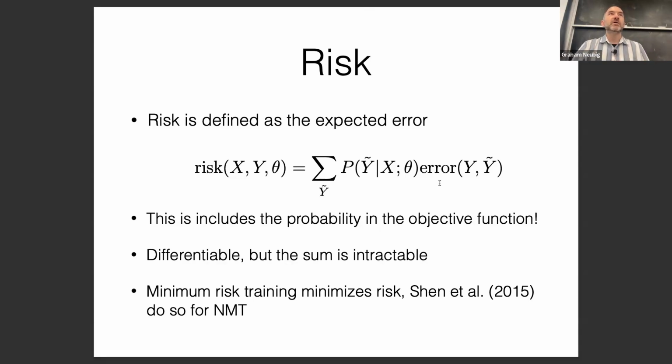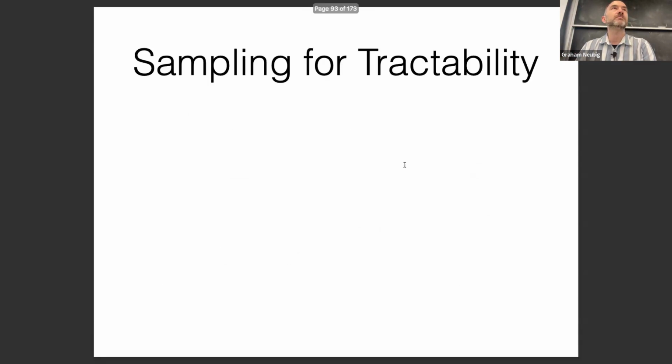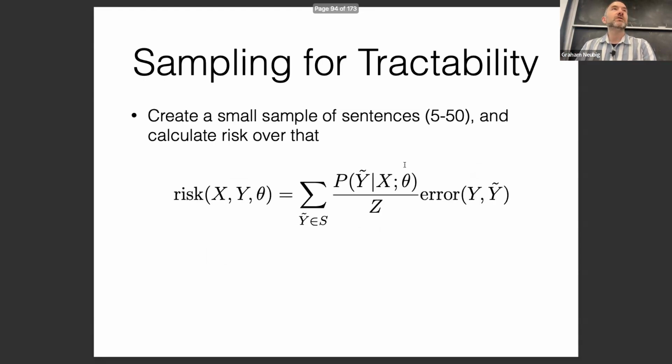This is not super common, but it's maybe a little bit more straightforward to understand than the reinforcement learning algorithm. So I'll talk about minimum risk training first. This is a method that allows you to directly minimize the risk. The first thing that we do as part of this optimization is sampling for tractability. Normally, we create a sample of sentences, anywhere between something like 5 and 50, and we calculate the risk over this sample.